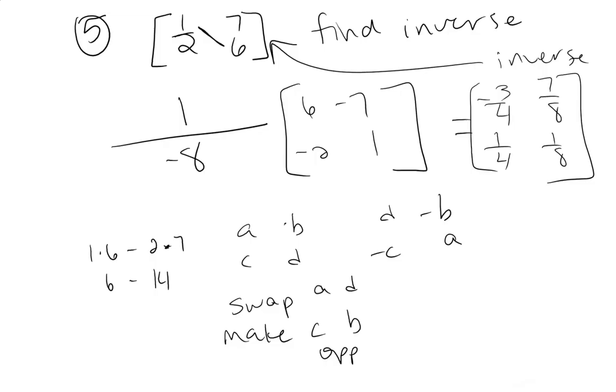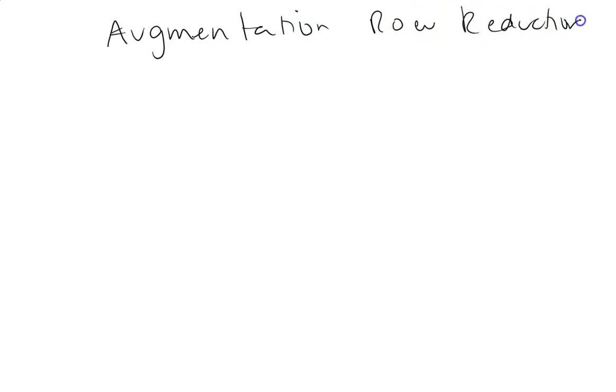Okay, the last section for this next week is something else that we're going to let the calculator do. So it is something called augmentation and row reduction. Okay, some people call it Gaussian elimination or row echelon form. You can look that up in Wikipedia.